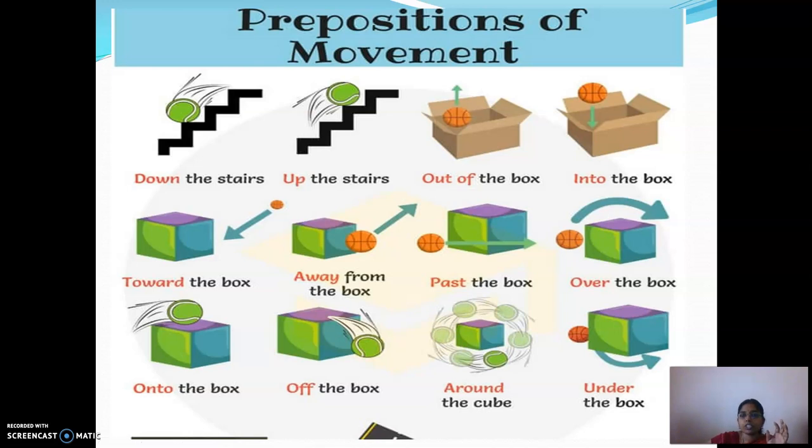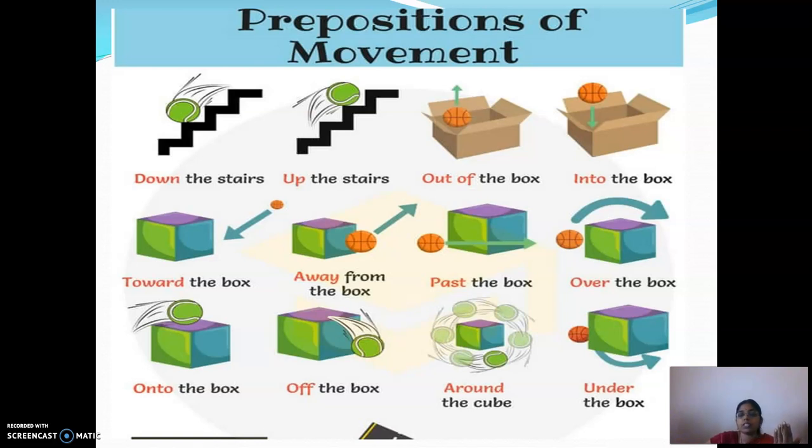Next is preposition of movement. Okay. So preposition of movement: down the stairs, up the stairs. Down the stairs is coming down from the stairs. Up the stairs is climbing up the stairs.